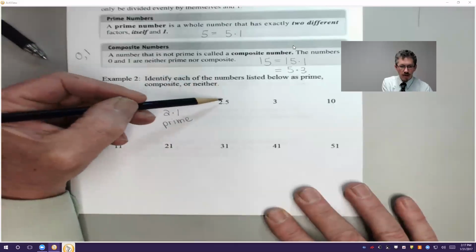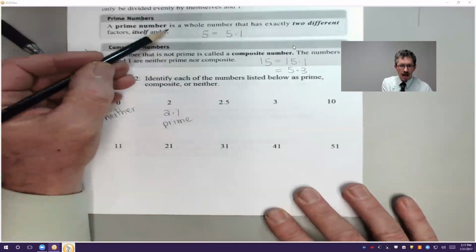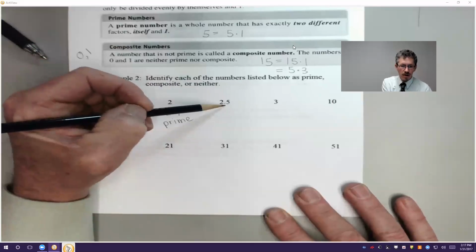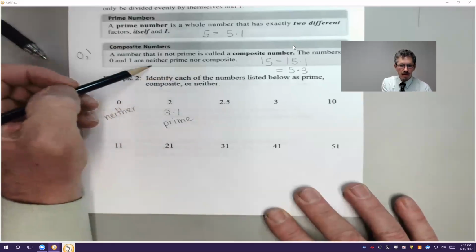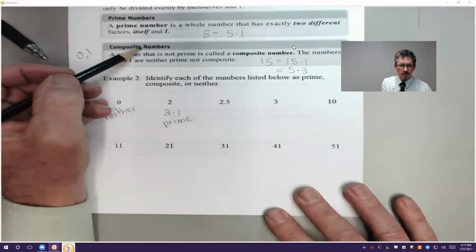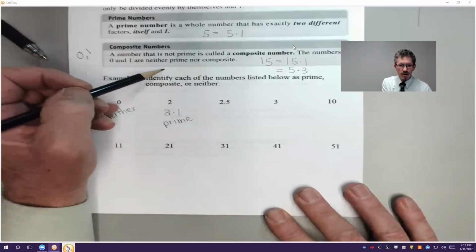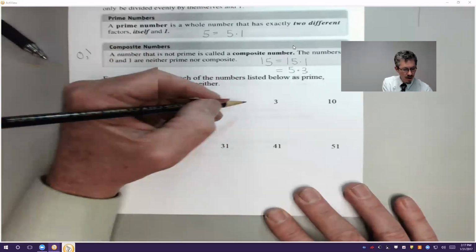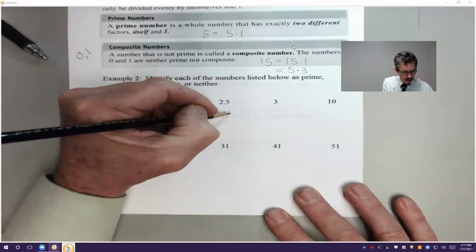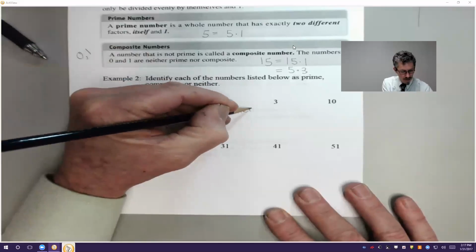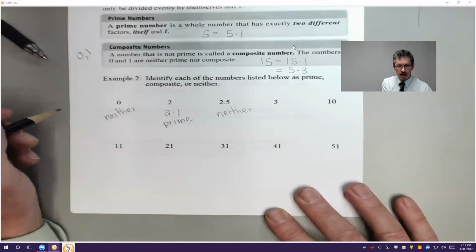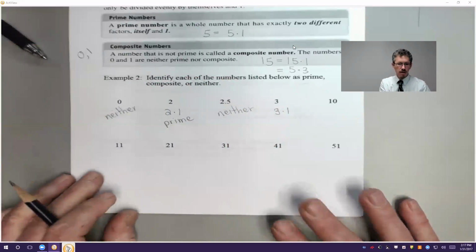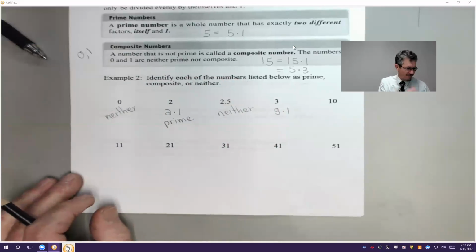Now, for a number to be prime, it has to be a whole number. 2.5 is not a whole number. And again, for it to be a composite number, it has to be a whole number. So 2.5 is not a composite number either. So this would be neither. All right, looking at 3. Of course, we can write 3 as a product of two factors, 3 times 1. Can you think of any others? Nope.